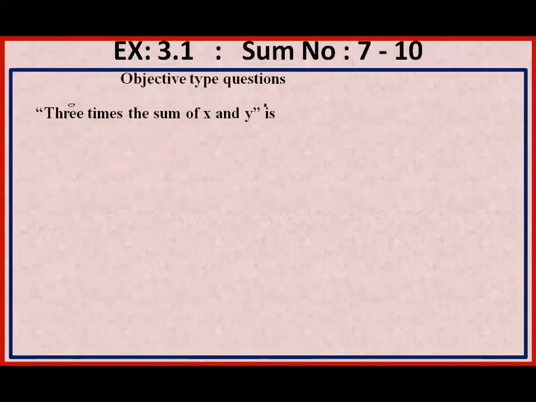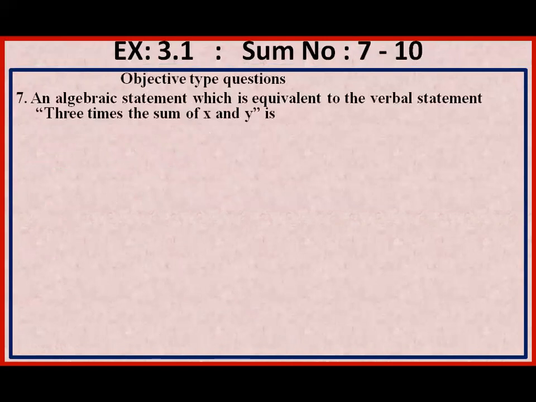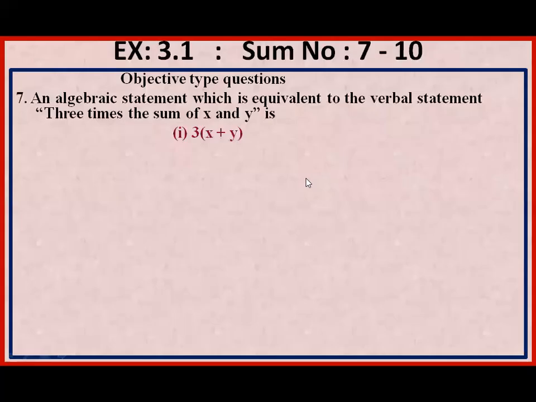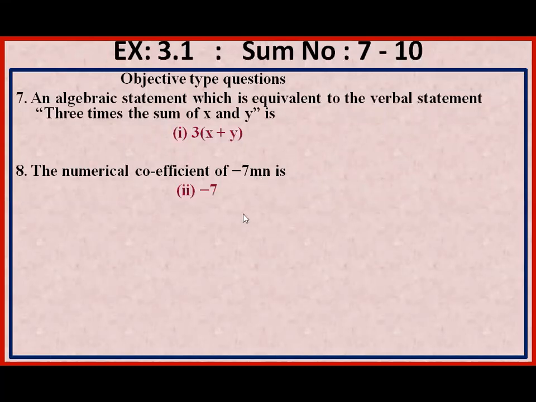Next, objective type questions. An algebraic statement which is equivalent to the verbal statement 3 times the sum of x and y is x plus y into 3. Next sum. The numerical coefficient of minus 7mn. Numerical coefficient, so the answer is minus 7.